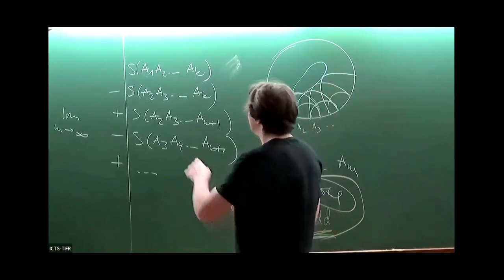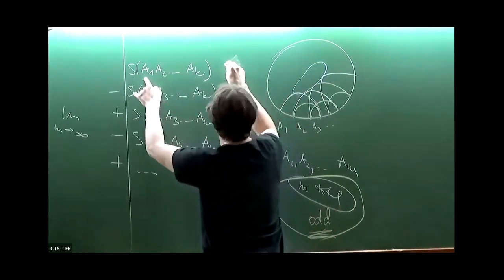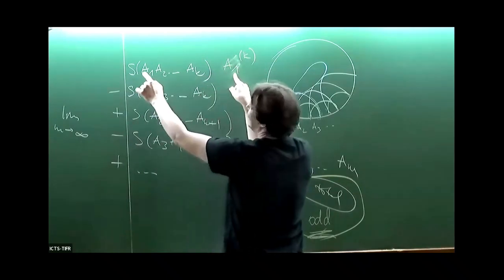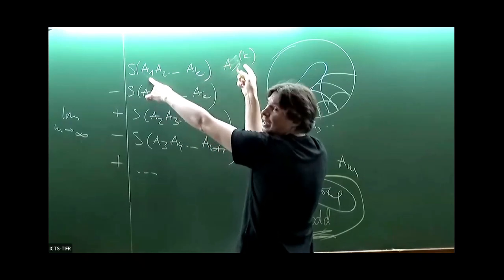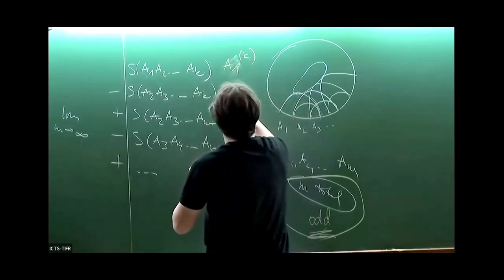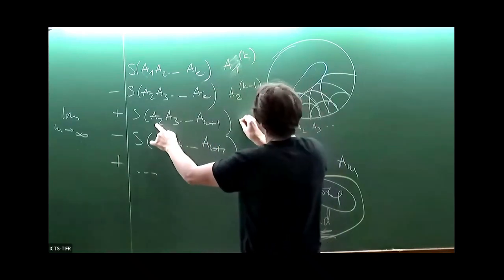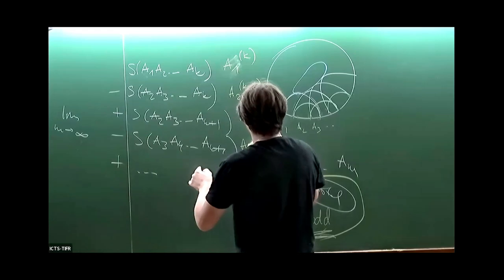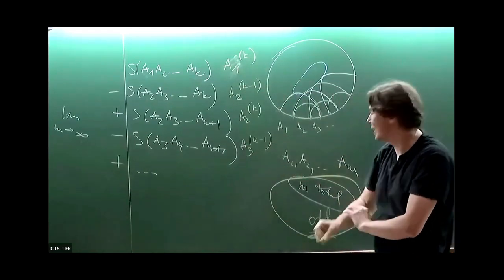Now a little piece of notation. When I look at this term, I have K of these things, yes? I'm going to call this A1 K. 1 tells me where I start, and K tells me the length, yes? So this is A1 K. This here is A2 K minus 1. This here is A2 K. This here is A3 K minus 1. Is the notation clear? Okay.